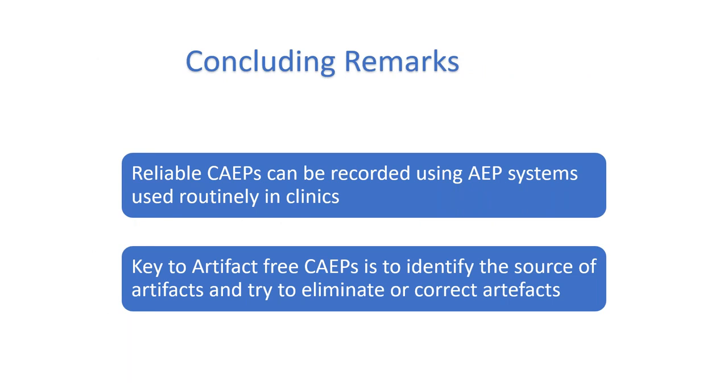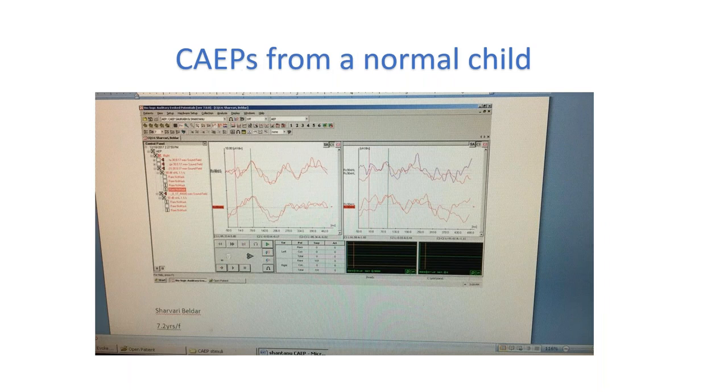Finally, to summarize or to conclude, what I would say is that reliable cortical auditory potentials can be recorded using clinically available auditory potential systems. And the main key for artifact-free cortical evoked potentials is to identify the source of artifacts and then try to either eliminate them or correct these artifacts. I have some of the waveforms we've recorded in our clinic.